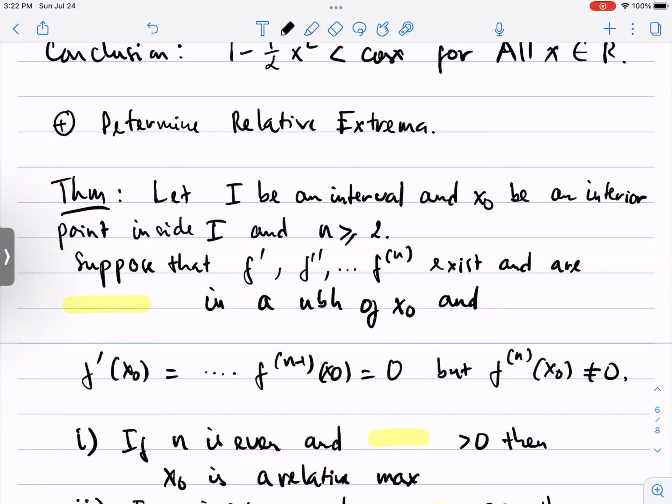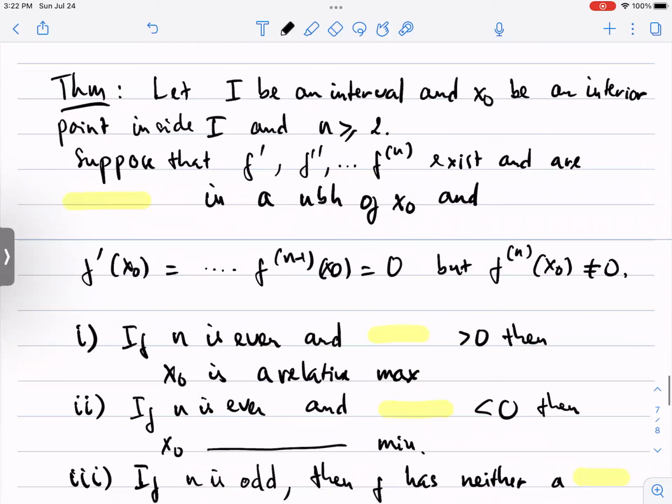Last but not least, another application of the Taylor theorem is to determine relative extrema. So this is a generalization of the first derivative test we discussed earlier when mentioning applications of the mean value theorem. Remember, the Taylor theorem is a generalization of the mean value theorem. That's why it gives another generalization of that first derivative test to determine relative extrema. So here is the theorem.